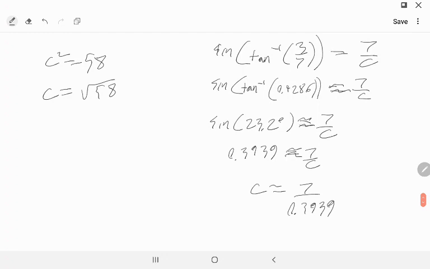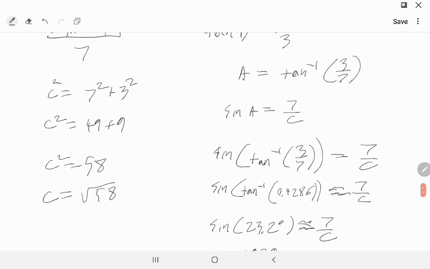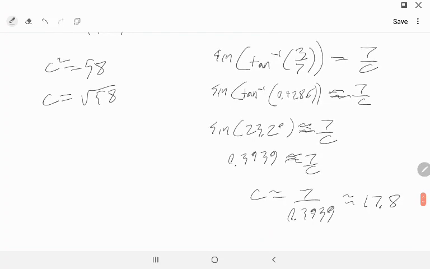So we can check that. We get 7 divided by 0.3939 gives us 17.8, so approximately 17.8. And we notice that if we take the square root of 58, that is a lot bigger, so we did something wrong. So let's find out what.